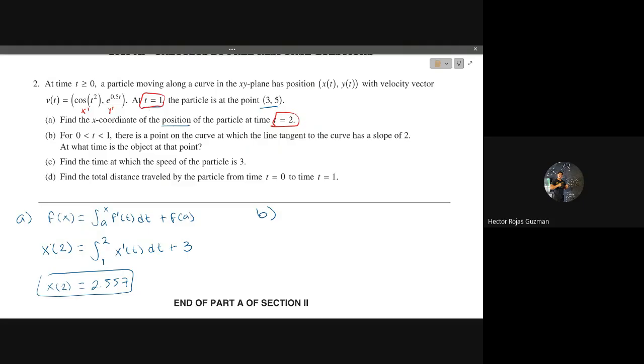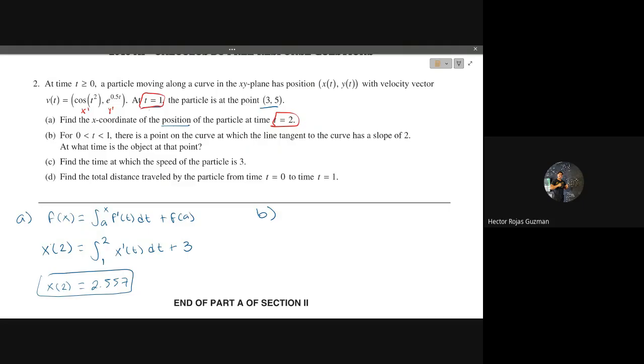Now they could also tell us to find the position of the y part, the y coordinate, and you use the other one. They can ask us for the position of both. So then you have to do 2 and present it as a vector.